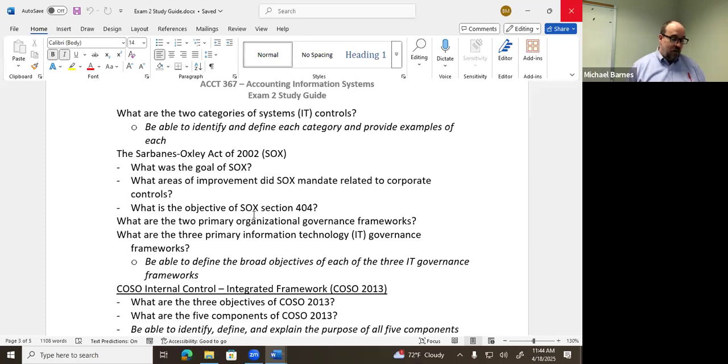All right. 2 primary organizational governance frameworks. Those are going to be the COSO Internal Controls Integrated Framework and the COSO Enterprise Risk Management Framework. You do need to know a lot about the COSO Internal Control Integrated Framework, which we're going to get to here in just a second. COSO ERM, you just need to basically know its existence.